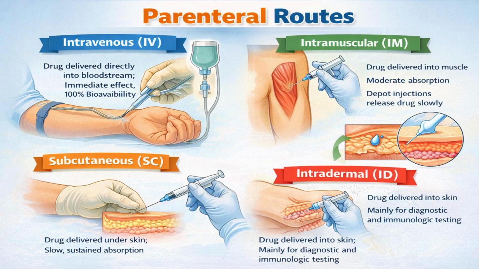Intravenous (IV) administration delivers the drug directly into the bloodstream. It produces an immediate effect and has 100% bioavailability. Intramuscular injection delivers the drug into muscle, resulting in moderate absorption. Certain formulations, known as depot injections, release the drug slowly over time. Subcutaneous (SC) injection delivers the drug under the skin and provides slow, sustained absorption. Intradermal (ID) injection delivers the drug into the skin and is mainly used for diagnostic and immunologic testing.